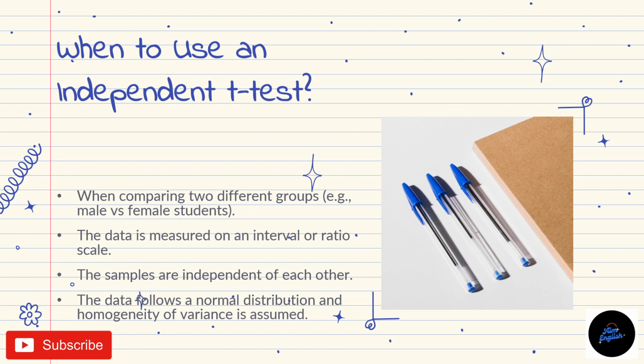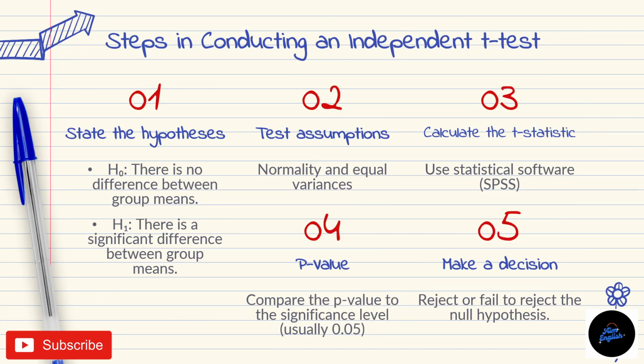Then it is used when the data is measured on an interval or ratio scale. And the next one, the samples are independent of each other, and the data follows a normal distribution and homogeneity of variance is assumed. So this is a kind of prerequisite before you do an independent t-test. What you should do is a test of normality and a test of homogeneity.